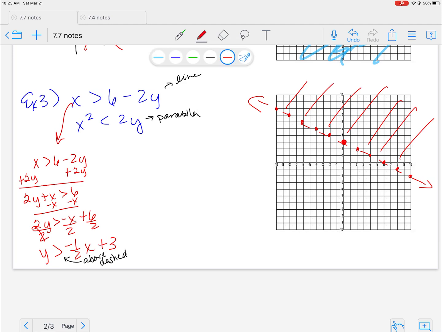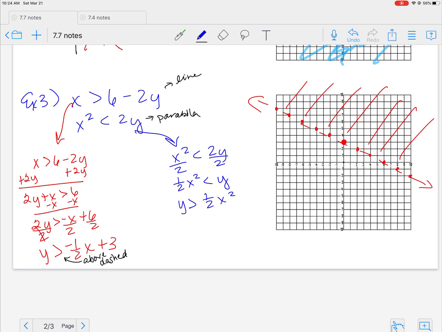All right. Now, let's go with our parabola. Here is blue. X squared is less than 2y. To get that y by itself, I'm going to divide both sides by 2. So I've got this 1/2 x squared is actually less than y. Now, I don't really like having my y on the right side, so I'm going to rewrite this to be y is greater than 1/2 x squared. As long as your mouth stays on the y and my mouth stays on the y, then those are equivalent.